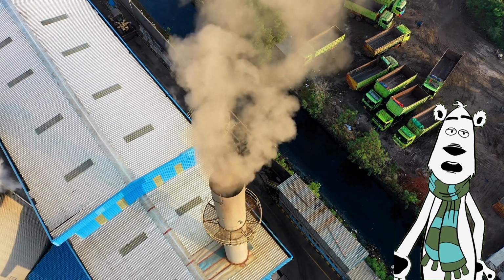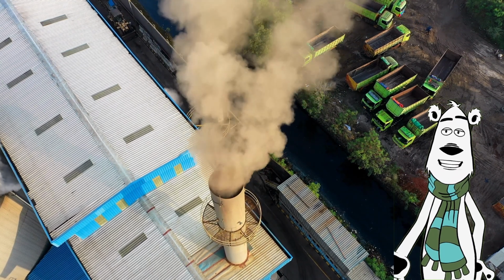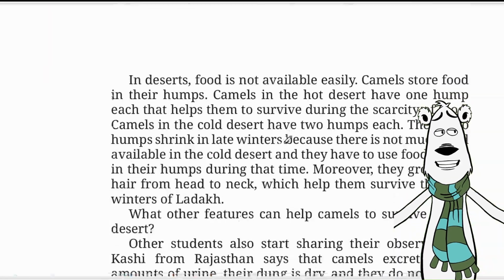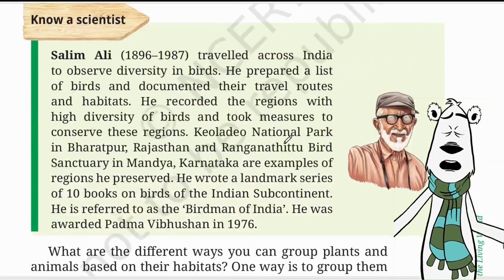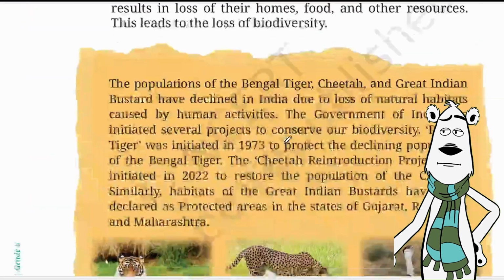And pollution is another big threat. When chemicals get into rivers and oceans, it can harm aquatic life, disrupt food chains. It can even affect human health. It really shows how connected everything is, and how important it is to protect these ecosystems.